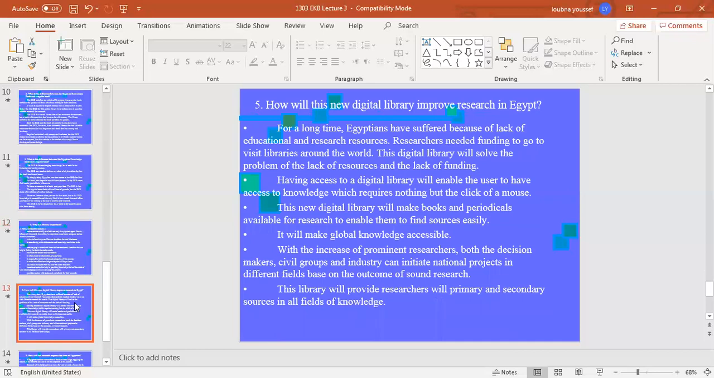Now, let's move on to question number 5. How will this new digital library improve research in Egypt? And I am going to discuss with you the first point, which I think is the most important. And the first point says, for a long time, Egyptians have suffered because of a lack of educational and research resources. Researchers needed funding to go to visit libraries around the world.